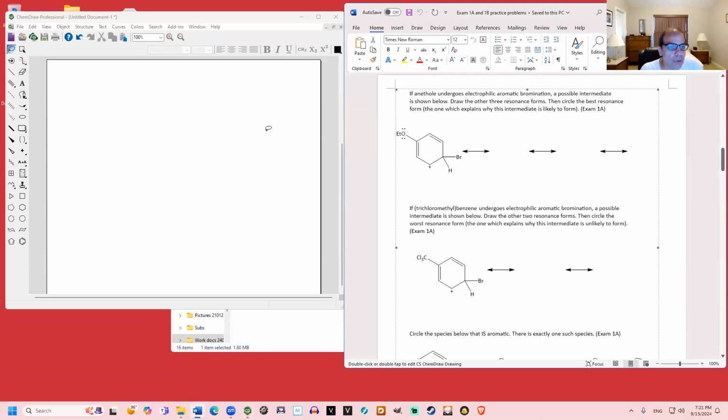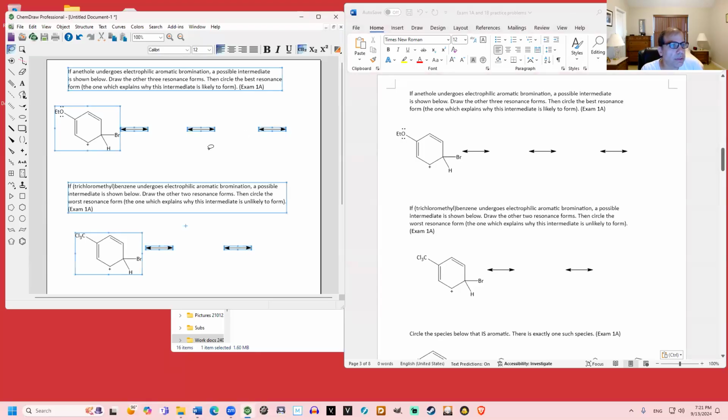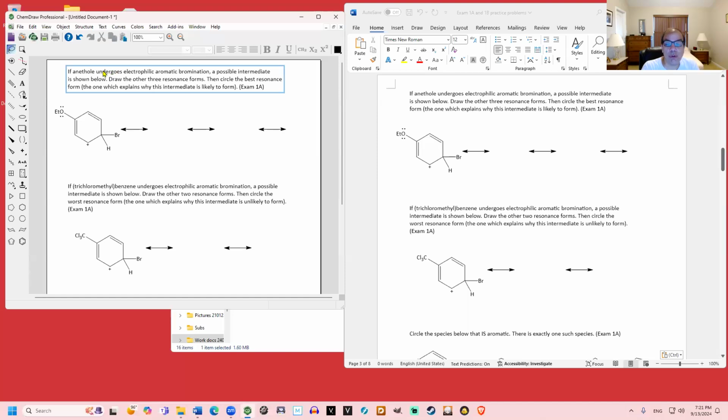Good, on the next page, looks like we're going to be drawing some resonance structures. So if this compound, we assume it's talking about this compound, well, this compound before it started to undergo electrophilic aromatic bromination. Anethol is ethoxybenzene. You don't really need to know that. And actually, you don't need to have any idea what anethol is to understand the question. If something undergoes electrophilic aromatic bromination, a possible intermediate is shown below. Draw the other three resonance forms, then circle the best resonance form, the one which explains why this intermediate is likely to form.